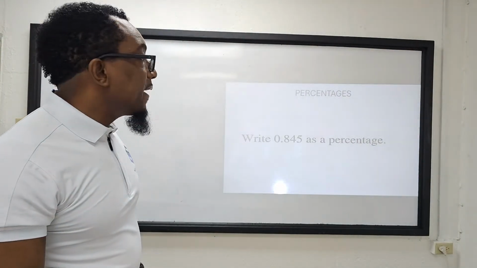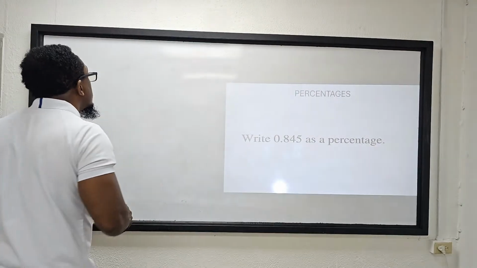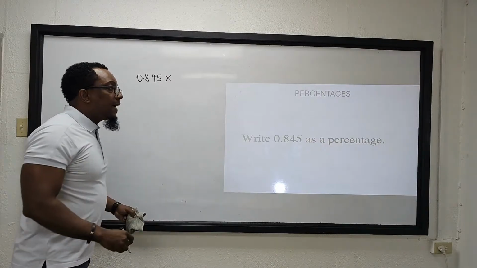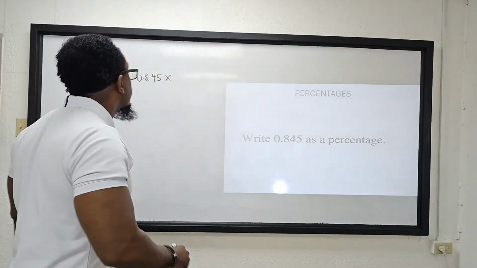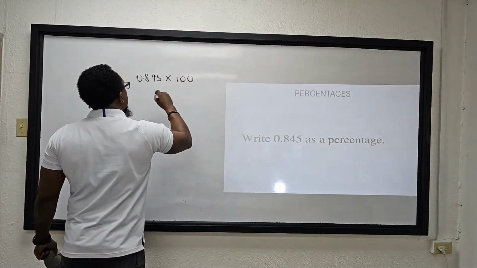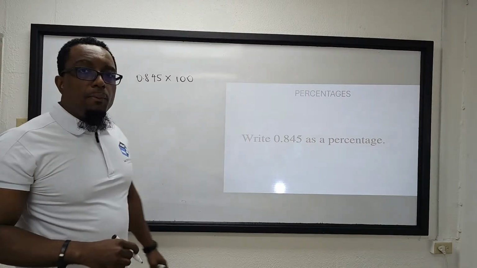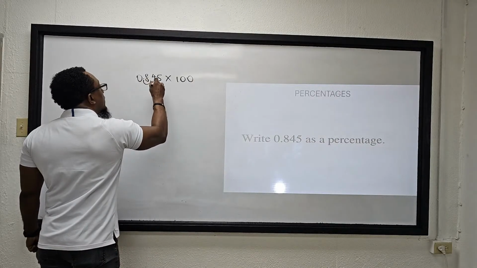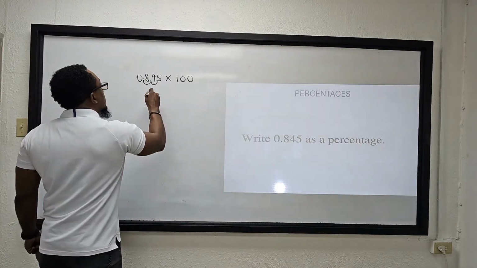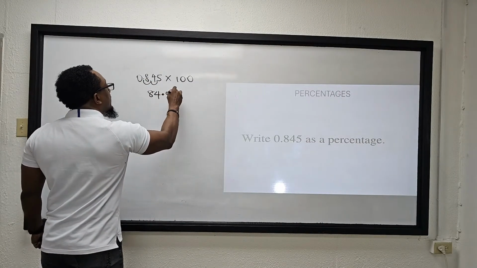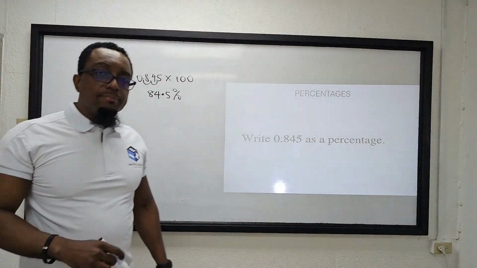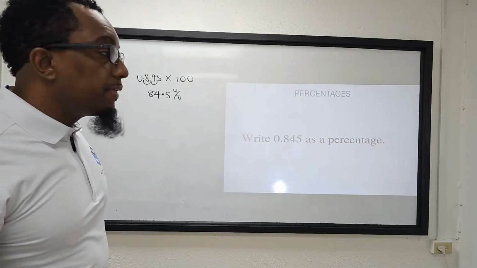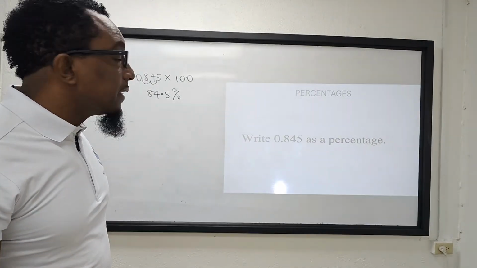Right, 0.845 as a percentage, easy. Again, 0.845 times 100. And when I multiply by 100, what's going to happen? I'm going to move my point 2 places to the right, so it becomes 84.5%. That's it. 84.5%. Move your point 2 places to the right and multiply by 100, and that's your answer. Straightforward.